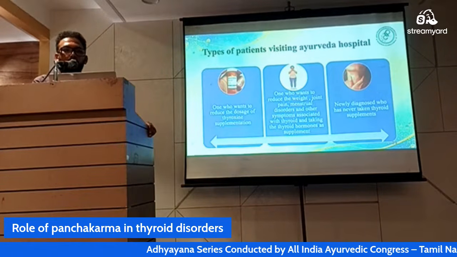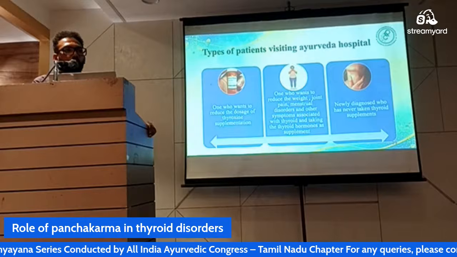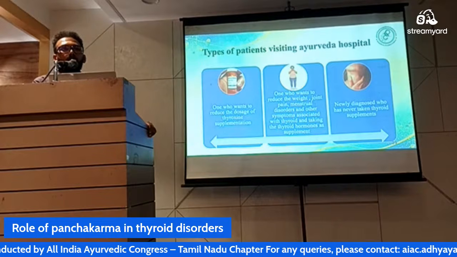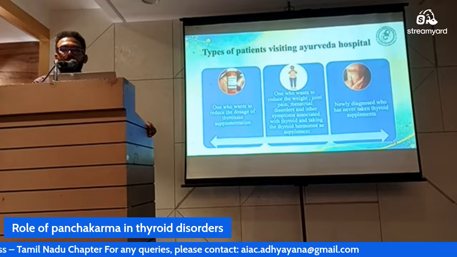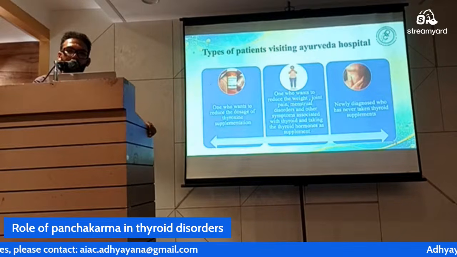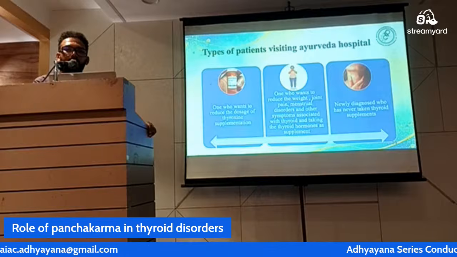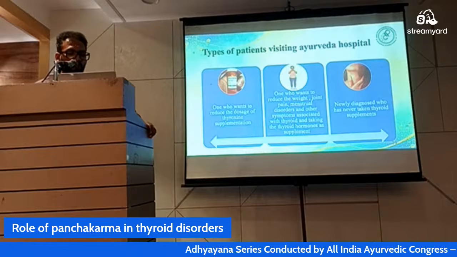Second is a person who is coming with a different condition. Could be RA or could be an osteoarthritis patient, could be having sciatica or could be having some of the gut issues. But also his associated complaint could be of thyroid. Third is a newly diagnosed patient who has never taken supplements but is entering our clinic. So these are usually the types of patients who are coming.